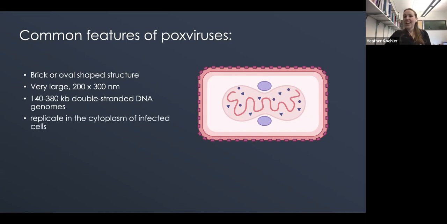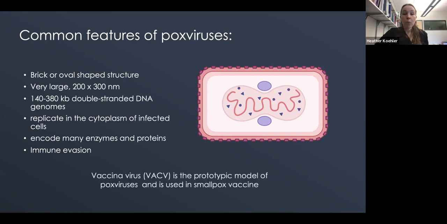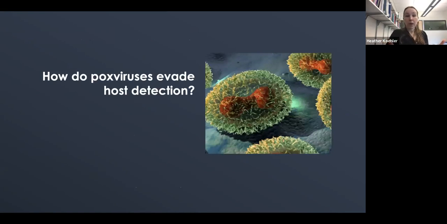And to do that, it encodes a huge amount of gene products, averaging around 200 gene products. But most of these gene products are actually innate immune evasion mechanisms. So these are not essential for viral replication, but they are essential for blocking the host response. And so we use this as a model to study this balance between protection and inflammation.